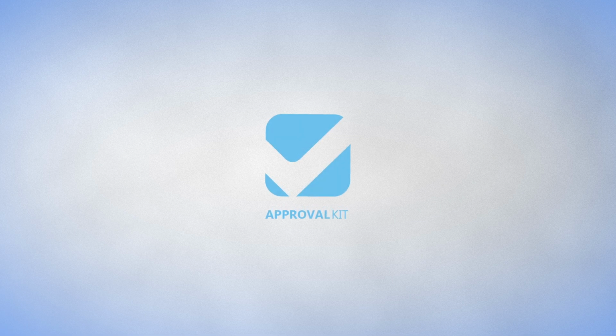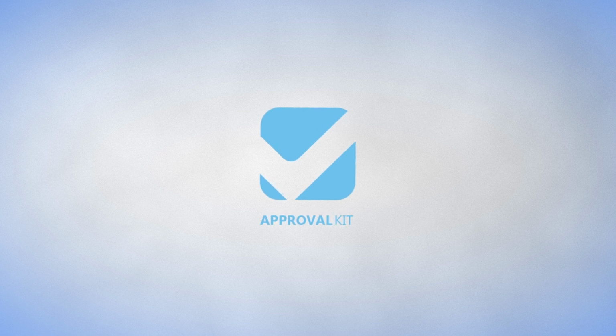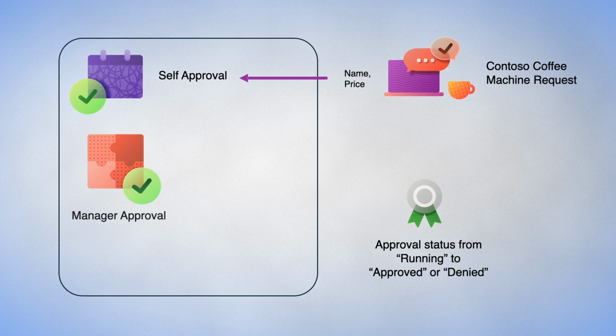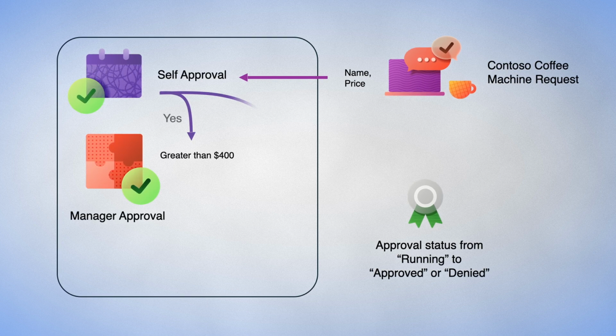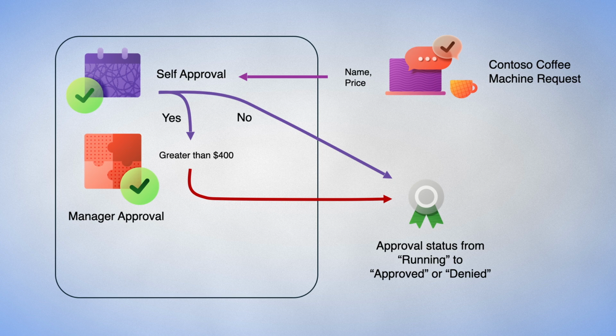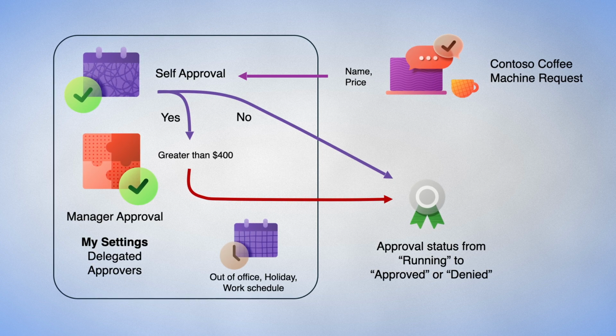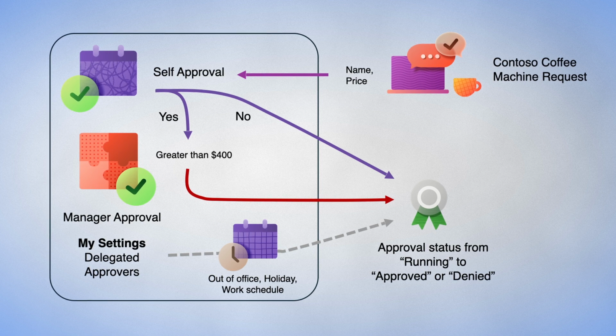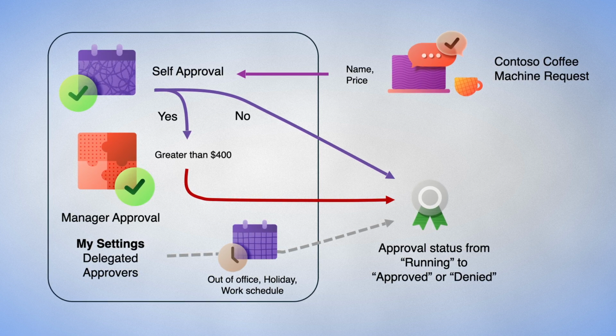Welcome to this walkthrough of the Power Platform Approvals Kit. In this video, we'll be exploring how to build end-to-end approval processes using the Contoso Coffee Machine request as an example. Whether you're new to the Power Platform or a seasoned pro, this video will provide you with valuable insights and practical tips on how to create increasingly complex approvals that match your business needs.